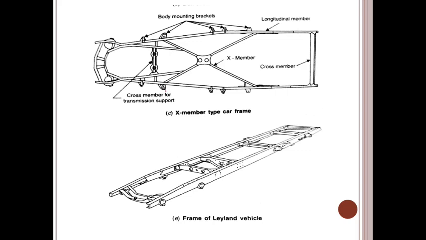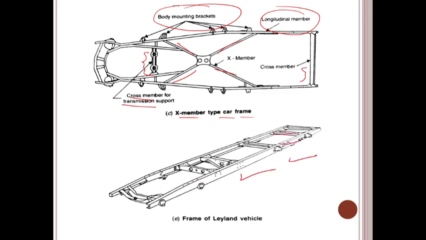This is another design we have: the X member type car frame. This is the X design. If you observe here, these are the cross members. This is the cross member for transmission support here. This is the longitudinal member. These are the body mounting brackets. If you observe the chassis design, look, this chassis will be there, and the cross member will be there. This is the frame of Leyland vehicles, Ashok Leyland.